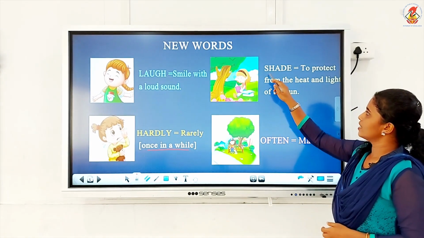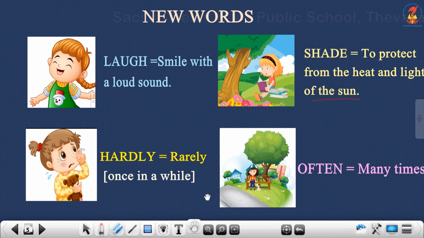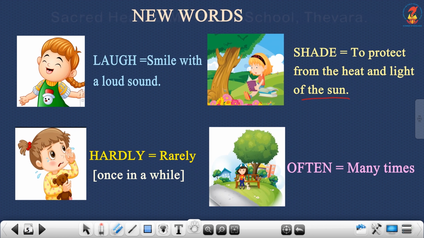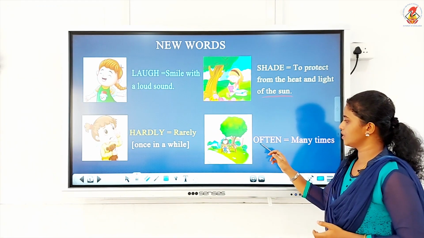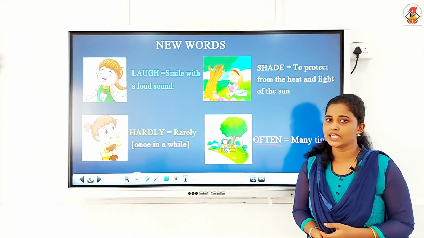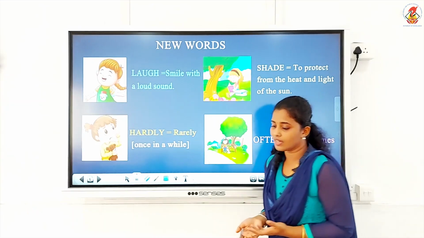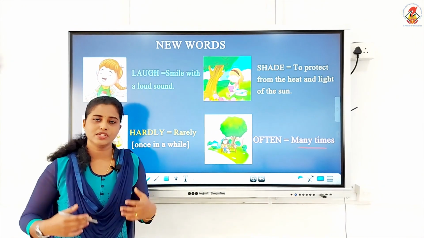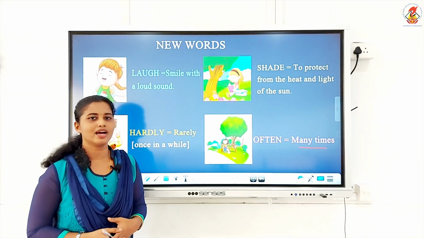Now, shade. What do you mean by shade? Shade means to protect from the heat and light of the sun. And the last word is often, O-F-T-E-N. We are not pronouncing the T here, T is silent. The correct pronunciation is often. Often means many times. She often sits under the tree. That is, after she finishes her playing, she used to sit many times under the tree. She spent time there under the tree.